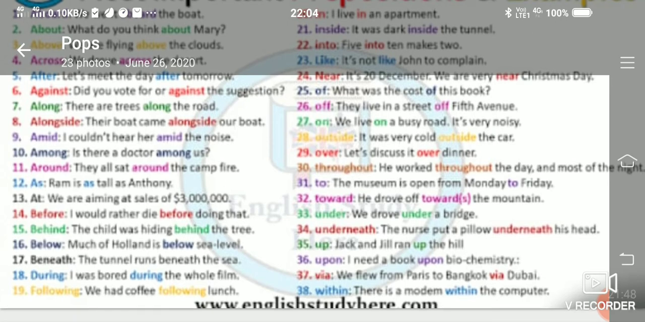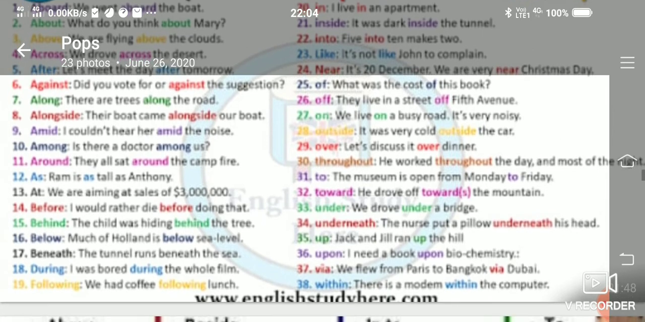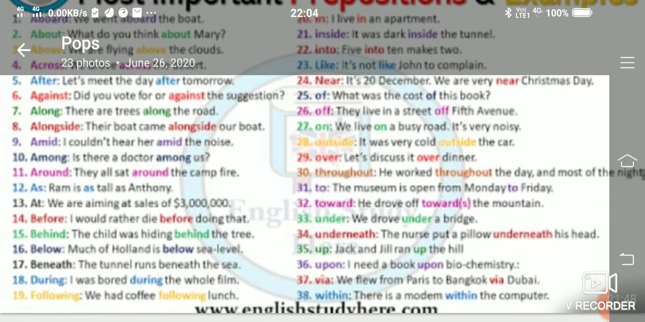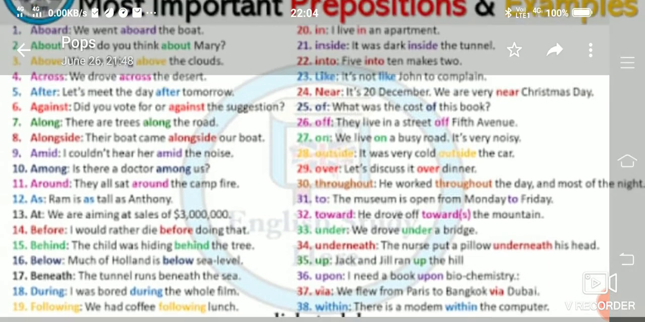Below: much of Holland is below sea level. Beneath: the tunnel runs beneath the sea. During: I was bored during the whole film. Following: we had coffee following lunch.